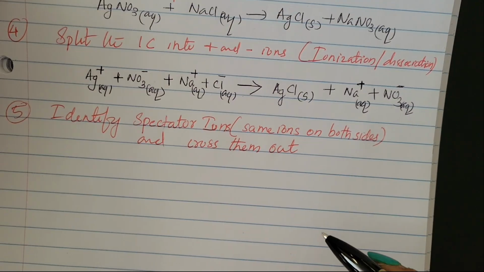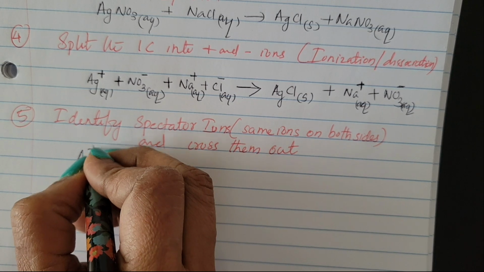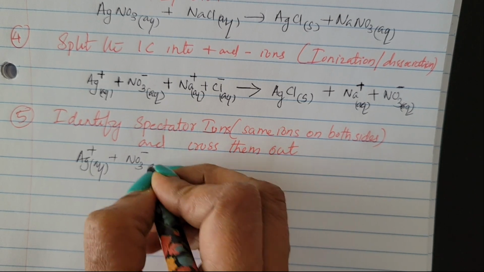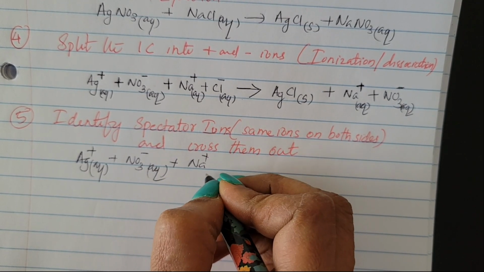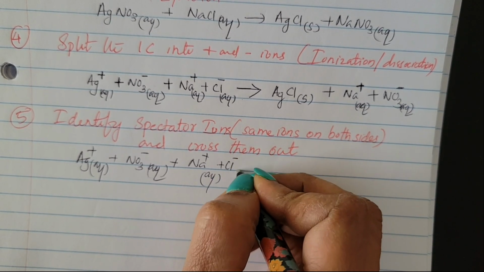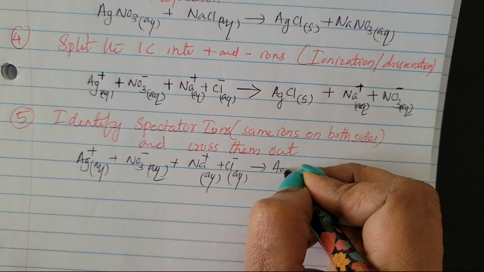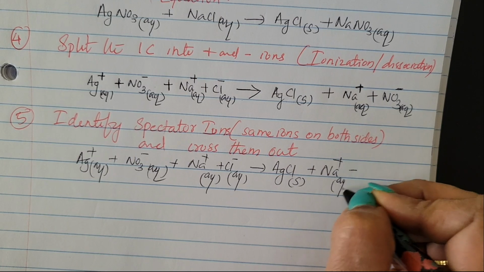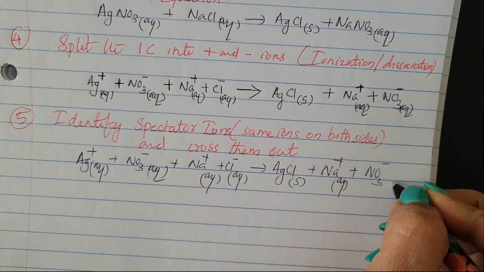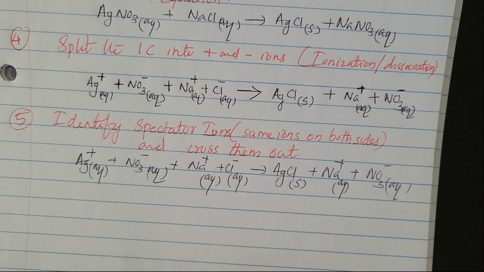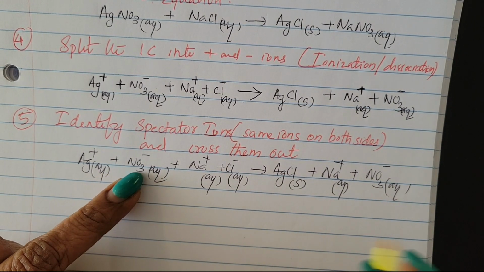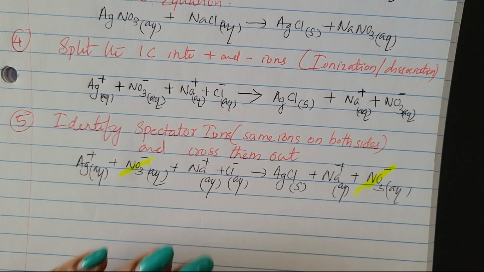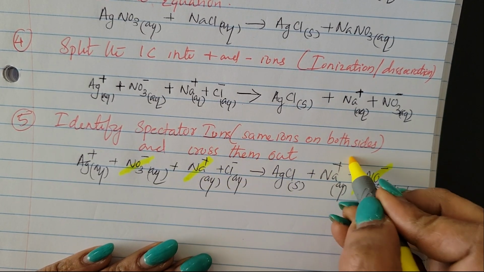Okay, I'm going to write it one more time. Ag plus AQ, NO3 minus AQ, Na plus AQ, Cl minus AQ, giving AgCl solid plus Na plus AQ, NO3 minus AQ. Okay, what are the ions which are the same on both sides? You have NO3 and NO3, so I'm going to cross both NO3 out. What is the other one? Na plus and Na plus.